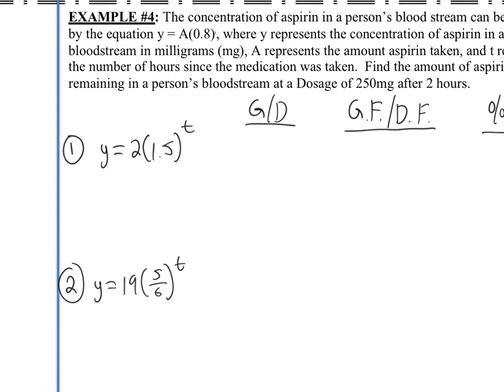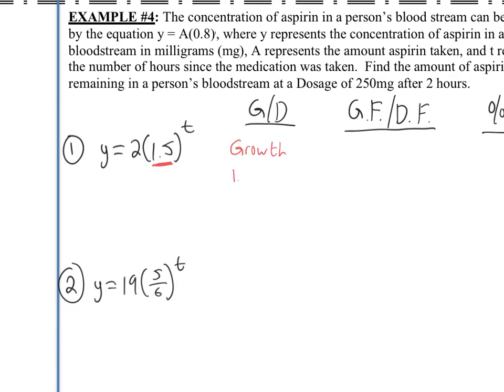All right, number 1. We have y equals 2 times 1.5 all to the t. So first things first, is this growth or decay, and how do you know? Well, we only look at what's in the parentheses here. It's the only thing we look at for these kinds of problems. We have 1.5. Is that bigger than 1 or less than 1? It is bigger than 1, so it's going to be growth, because it's bigger than 1.